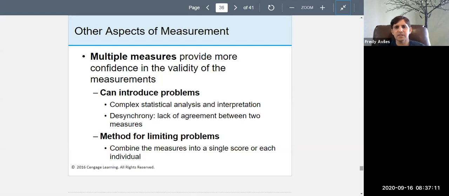Now, if you have desynchrony, the lack of agreement between 2 measures, if the behavior measure and your self-report measure don't really agree, then you can't really combine them. And that makes things more complex. You have 2 different measures that say different things, and therefore you have to run different tests. It's like you have to do all these statistical analyses twice. You have to treat them separately. You can't combine them. But it's useful to use multiple measures, though it doesn't always happen because it complicates things.